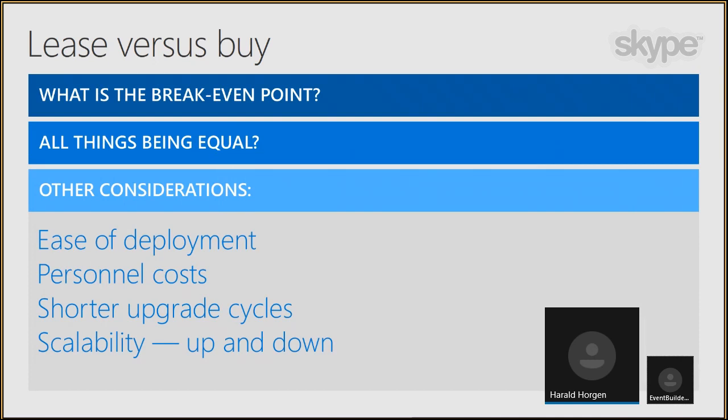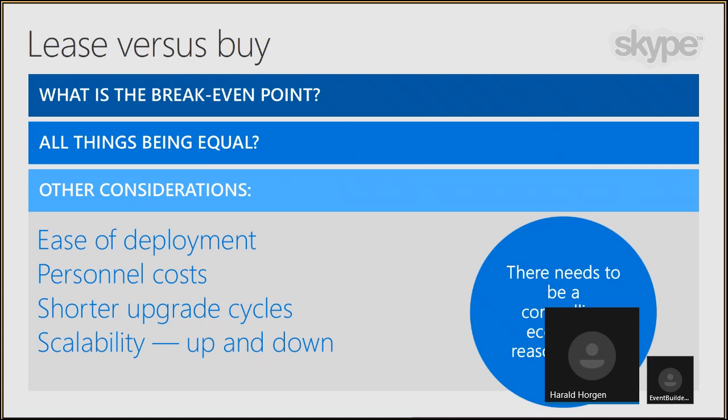What SaaS companies typically do, they say, well, it's going to be easier to deploy. You can reduce your personnel costs, shorter upgrade cycles. There's some scalability. But still, the CFO is going to look and say, well, if there's a 3-year payback, why don't we just pay for it, amortize it, pay for the maintenance? It's going to be a lot cheaper for us long term. So there needs to be a compelling economic reason to buy a SaaS solution.